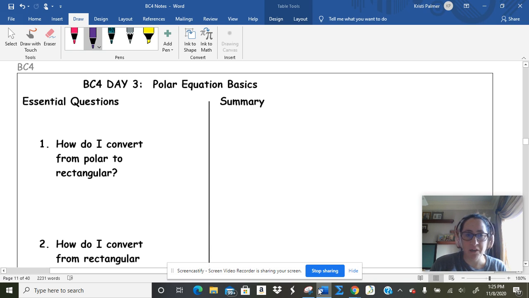So we finished up parametric and now we're going to start on polar. So polar to me is just the prettiest way to graph anything ever. We're going to have flowers.